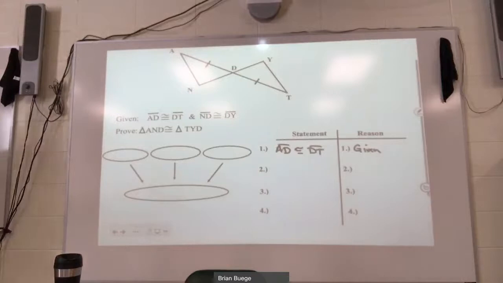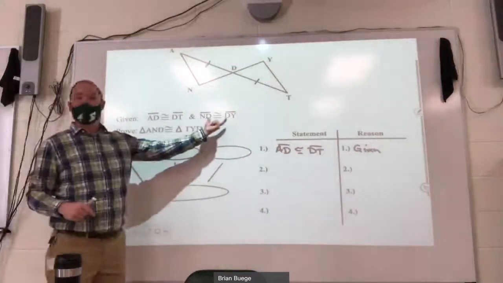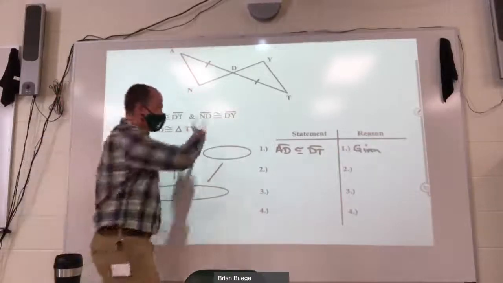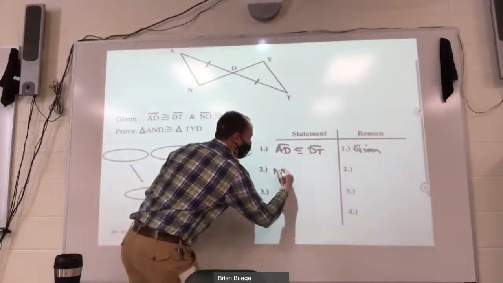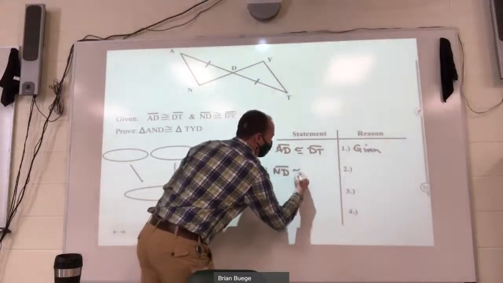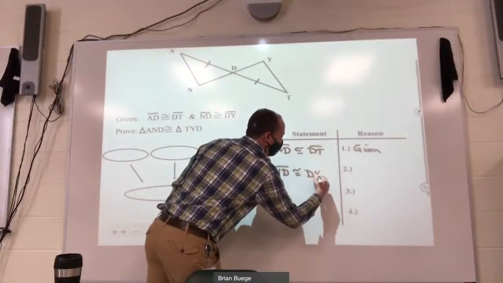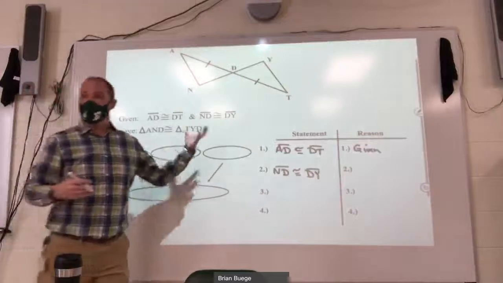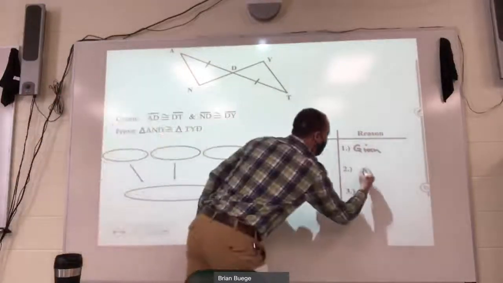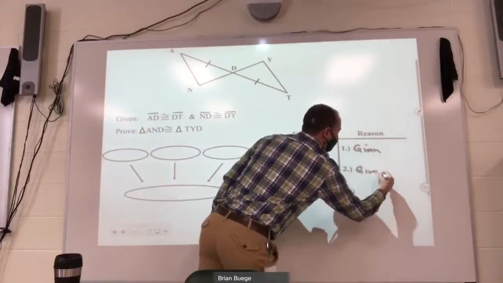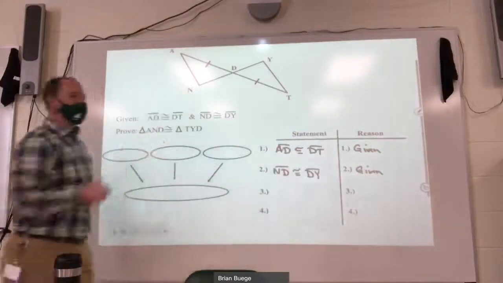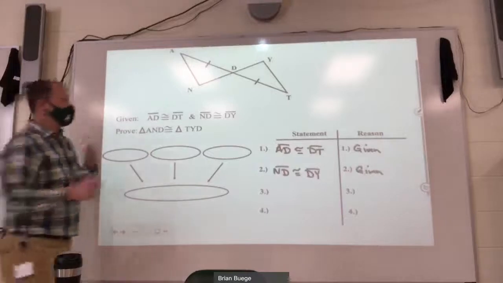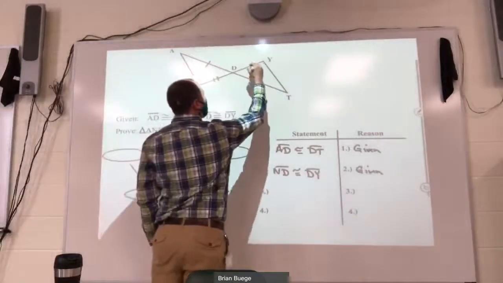Then we move to the next one. We got another given here. We also know that segment ND is congruent to segment DY. Therefore, let me put that down. Segment ND congruent to segment DY. How do I know those are congruent? It's also given to you. Okay? It says so. And again, if you put it in the proof, mark it in the picture. ND congruent to DY.